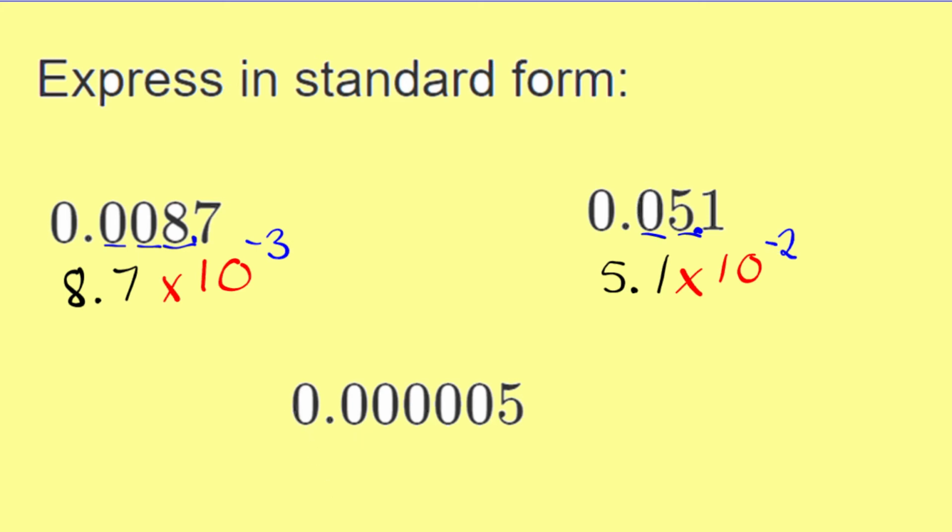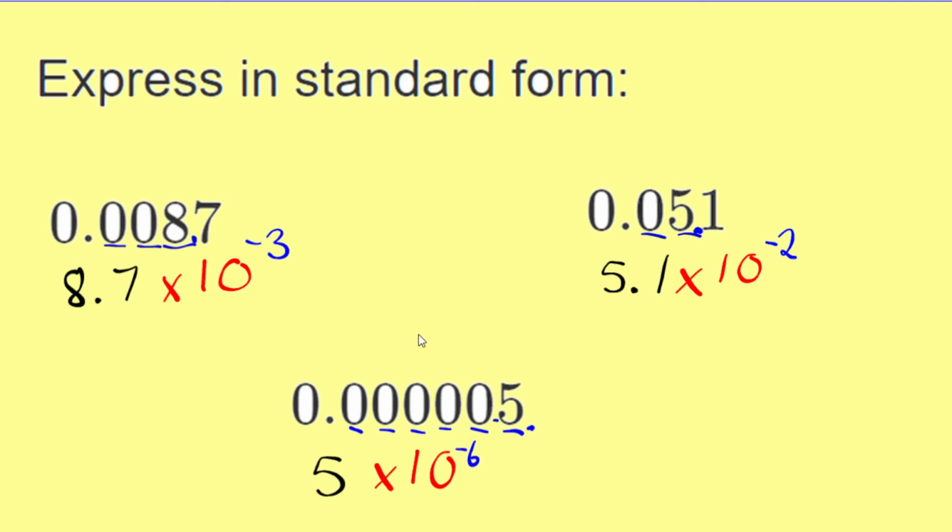And the last one, we're just going to have 5. Okay, there's no point in there, we don't put 5.0 times 10. So the power of, so our points here, 1, 2, 3, 4, 5, 6. So 6 jumps to the left, so it's minus 6.